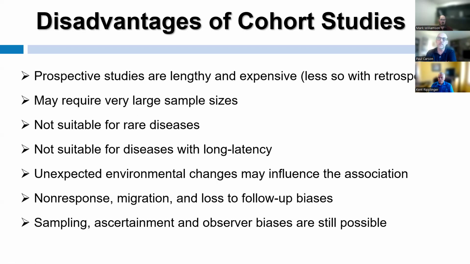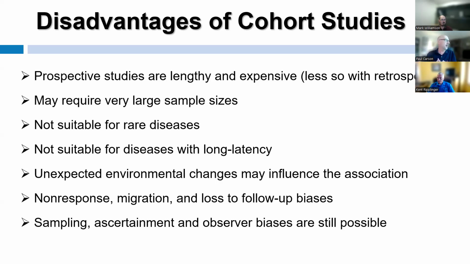Disadvantages: the prospective studies are often very lengthy and they are expensive. They're not easy to do. That's less of a problem with retrospective cohort studies. They often may require very large sample sizes to get enough power to find differences and associations. They're not suitable for real rare diseases, not suitable for diseases with a long latency. If it takes you 50 years to develop the problem after an exposure, that might not be very amenable to a prospective cohort study. Unexpected environmental changes can influence the association.